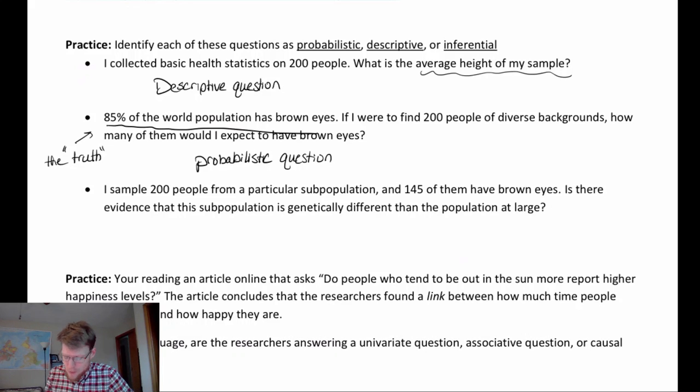I sampled 200 people from a particular subpopulation, and 145 of them have brown eyes. Is there evidence that this subpopulation is genetically different than the population at large? So we're basically saying we have some subpopulation. We don't exactly know the proportion of brown eyes in this subpopulation, but we do know that we got data from 200 people, and 145 of them had brown eyes. So what could reasonably be true about this population? Like, what could that parameter be for this subpopulation? So this is definitely an inferential question.